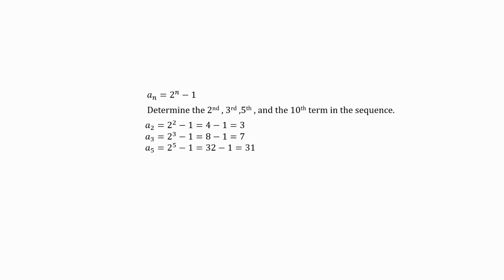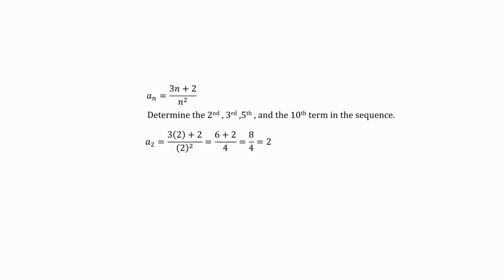A sub 5 is equal to 2 raised to 5 minus 1, which is equal to 32 minus 1. Therefore, a sub 5 is equal to 31. And then a sub 10 is equal to 2 raised to 10 minus 1, which is equal to 1024 minus 1. So therefore, a sub 10 is equal to 1023. Mapapansin natin na nataas yung values. So, increasing sequence to. Next example.